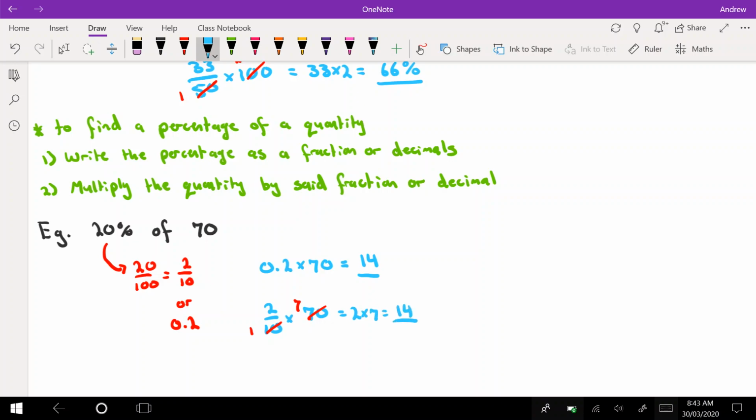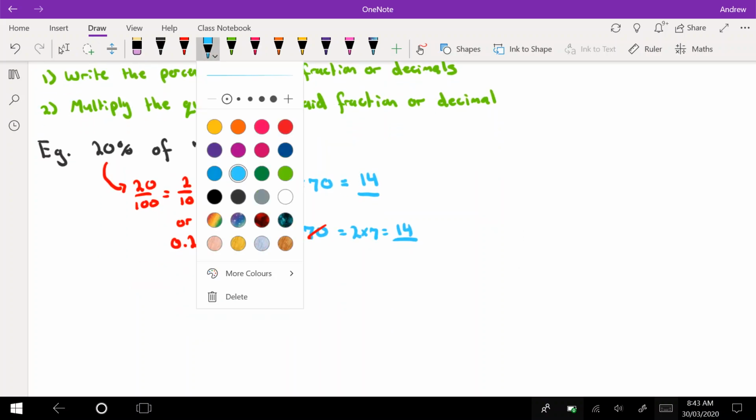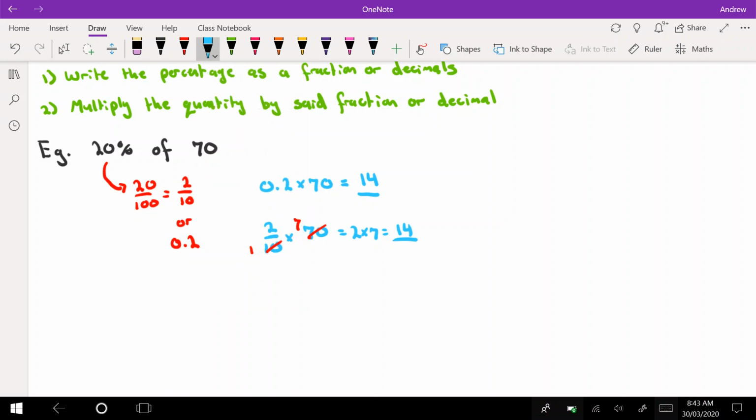So you see you get the same answer no matter what method you choose. But just do whatever is easiest for you. I'm not going to tell you that there's an exact way to do it because all correct methods will get you there. So a couple of examples now.